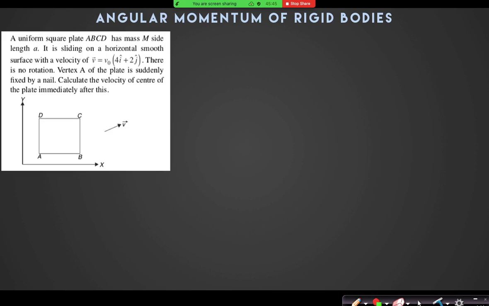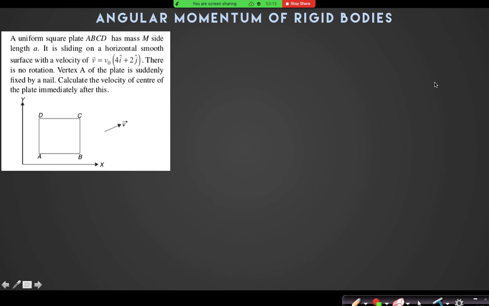This question is a good question. A uniform square plate ABCD has a mass m and side length a. It is sliding on a horizontal smooth surface with a velocity vector v equals v naught times 4 i cap plus 2 j cap. Translational motion it was doing, there is no rotation. Vertex A of the plate is suddenly fixed by a nail. What is the velocity of the center of the plate immediately after this? Have I given it as your homework? No, sir. Okay, then you can try this one.